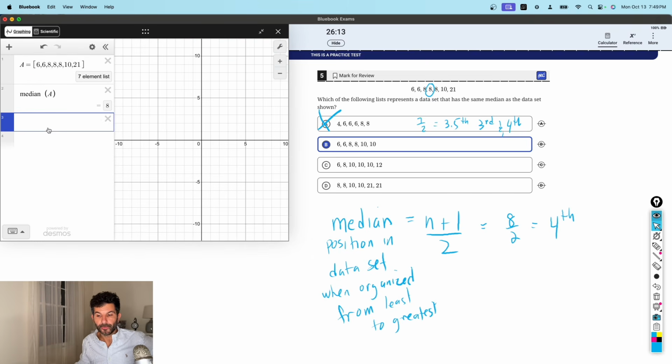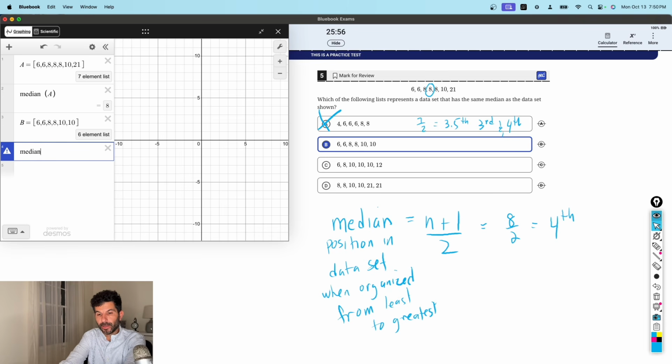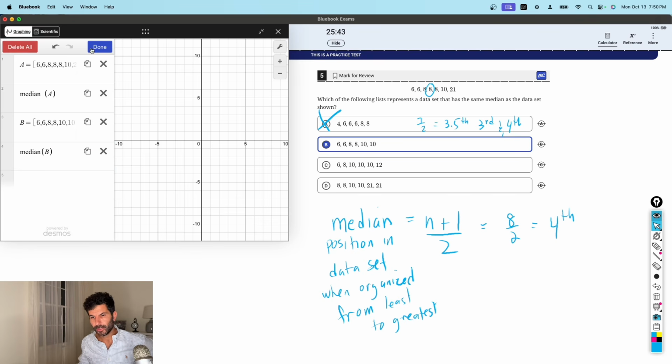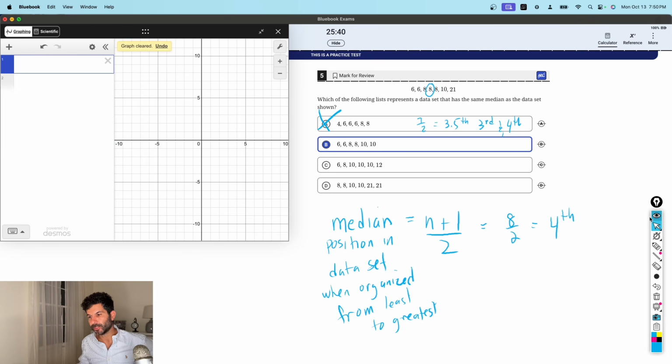Okay, so we know B is the answer, but what you could do is check this. You could say B is equal to the list 6, 6, 8, 8, 10, 10. This is again a 6-element list. And then if we did the median of parentheses B, you'll get that to be 8, which would confirm that our answer is in fact B. Again, anytime I want to clear this, by the way, just hit the cogwheel, the gear icon, and delete all, and we have a fresh expression list on Desmos.